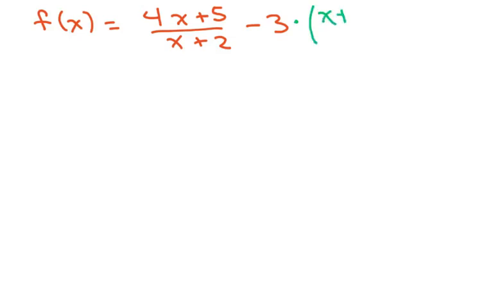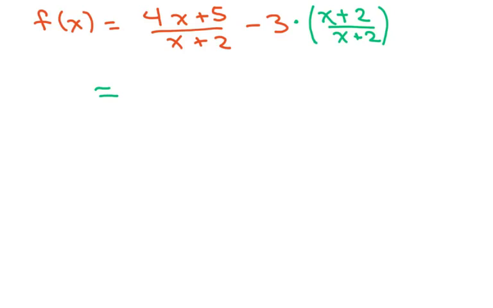Okay, so the first step we're going to do is take f of x equals (4x + 5)/(x + 2) - 3. We have to find all the zeros of f and also where f is undefined. The first thing we have to do is simplify this. So what I'm going to do is multiply this 3 by 1. In our case, our 1 is going to be (x + 2)/(x + 2) because we need the same common denominator.